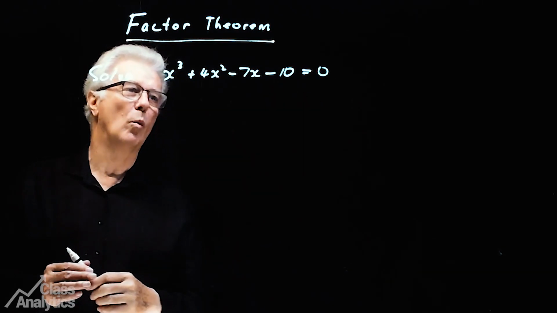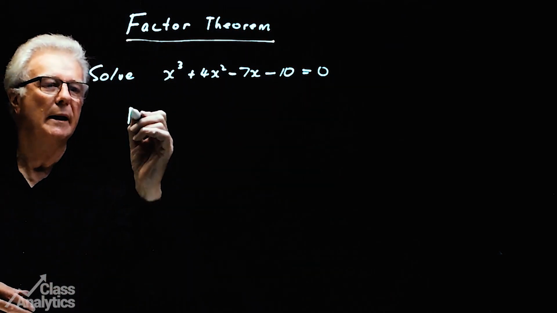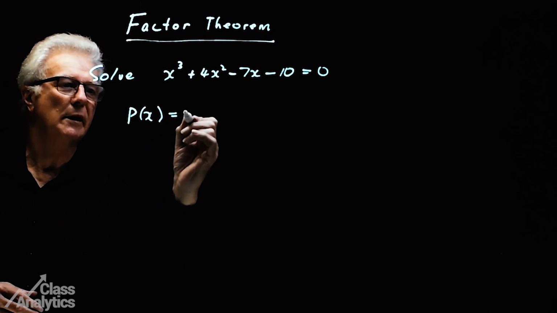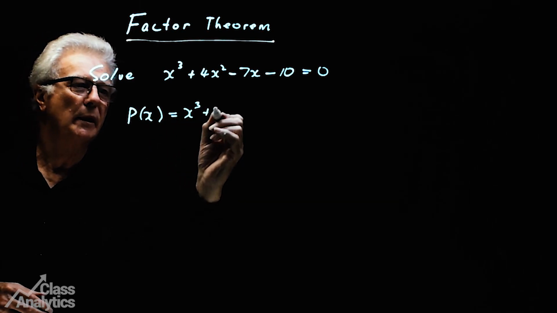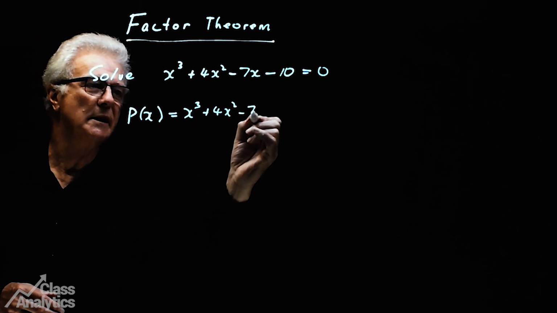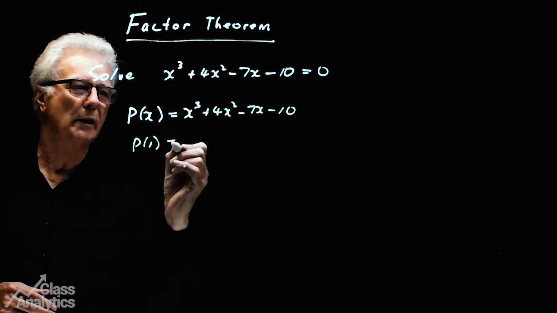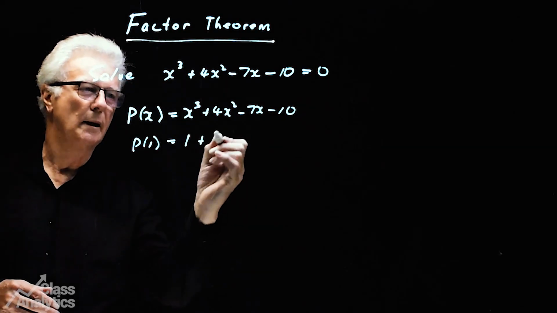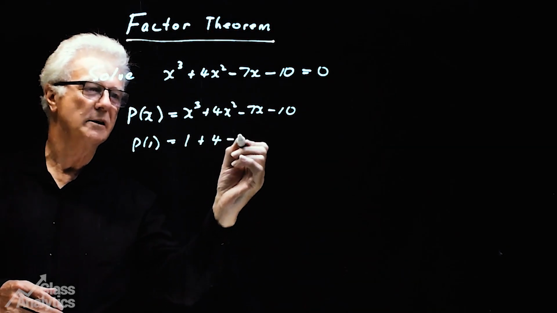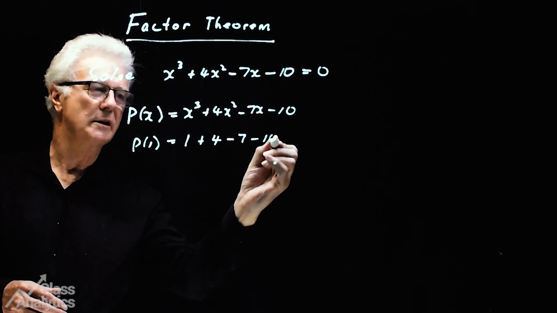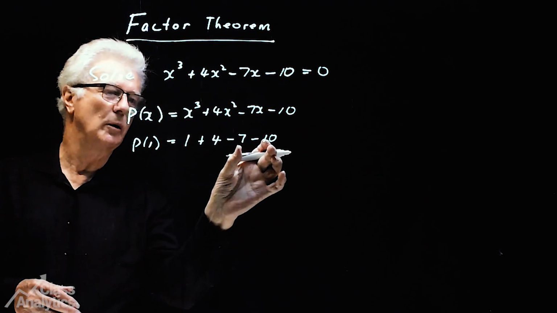Obviously you're going to try 1. So we've got P(x) equals x cubed plus 4x squared minus 7x minus 10. P(1) equals 1 cubed, plus 4, minus 7, minus 10. And obviously that's not going to work, is it?